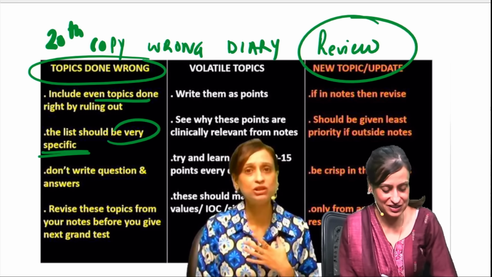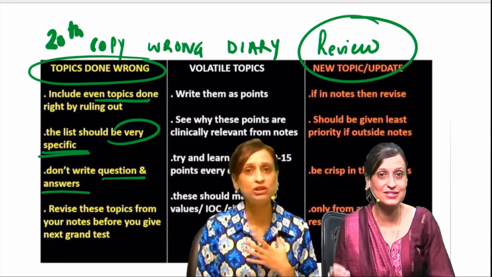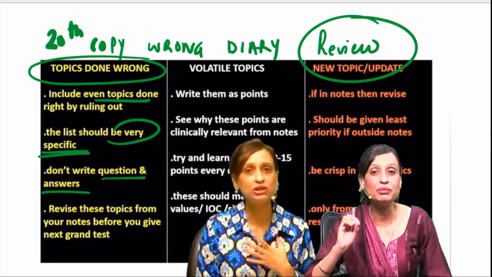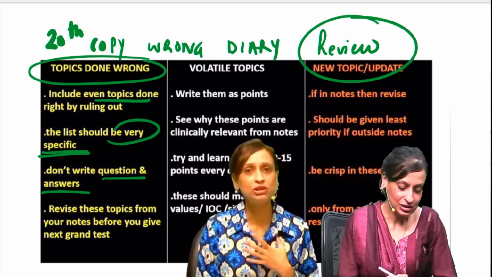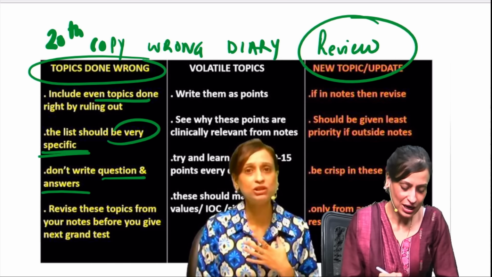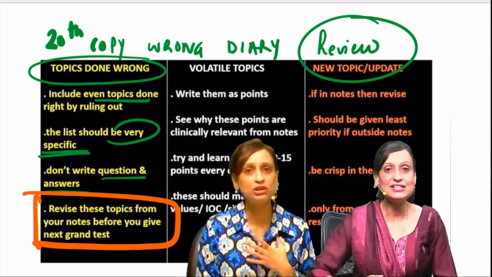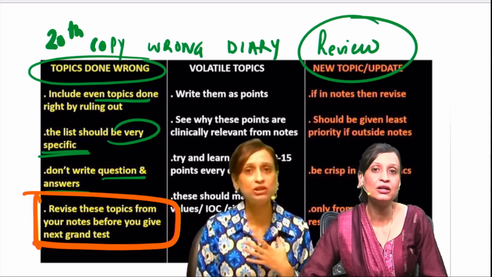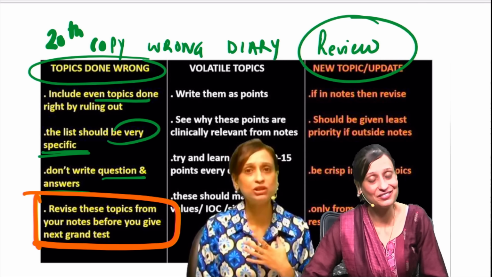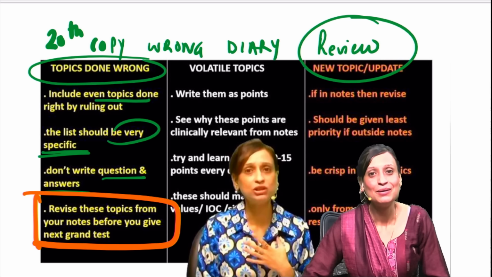As I've mentioned previously, please don't write question and answers. Write the name of the topic that you have done wrong. And it is very essential that you understand that these topics that you have done wrong will need intermittent revision, because they are probably your weak areas.